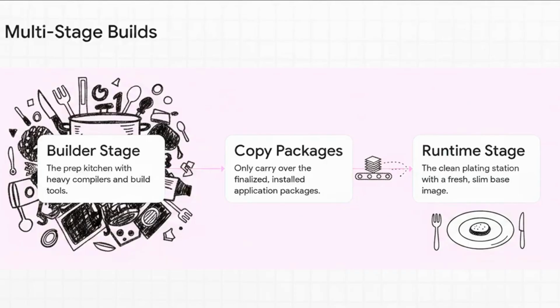Think of this exactly like separating a messy prep kitchen from a clean plating station. In step 1, the builder stage. That's our prep kitchen. We use a base image that has all the heavy tools, right? The compilers, the pip caches, all the knives and pots we need to prepare our application dependencies. But we don't serve the cooking pot to the customer, do we? So in step 2, we copy only the essentials, just the finalized installed application packages. Finally, we move to step 3, the runtime stage. This right here is the plating station. It's a completely fresh, slim base image that contains absolutely nothing from the prep kitchen except what we explicitly carried over. No compilers, no build artifacts, just a clean slate ready to be served up to production.